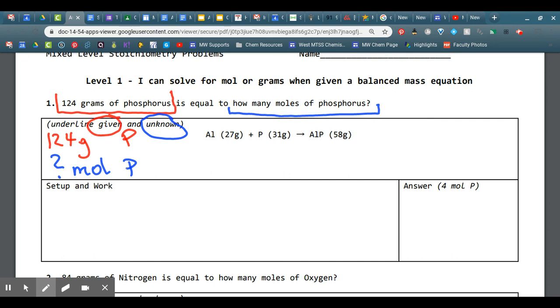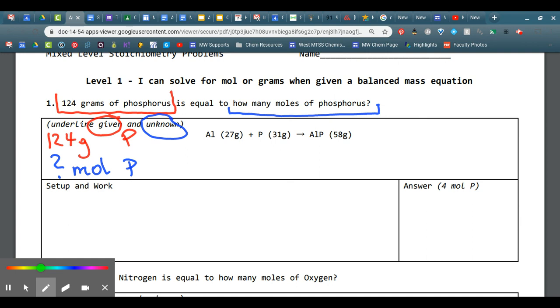Now, second step. So the first step was to figure out what my given and unknowns were in a problem. My second step, very important step, is to look for those two substances. In our case, it's just the same thing in our recipe, and the recipe is the chemical equation. Okay, so in my recipe, what is the relationship between grams of P and moles of P?